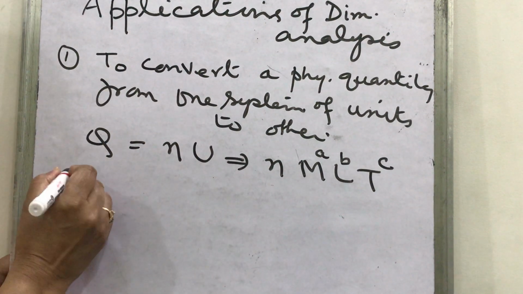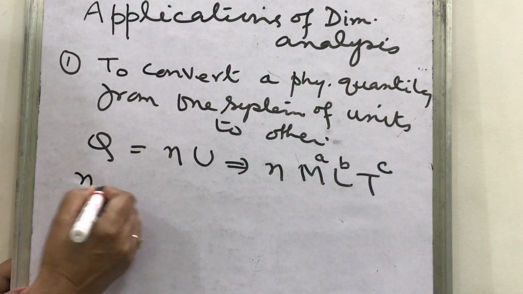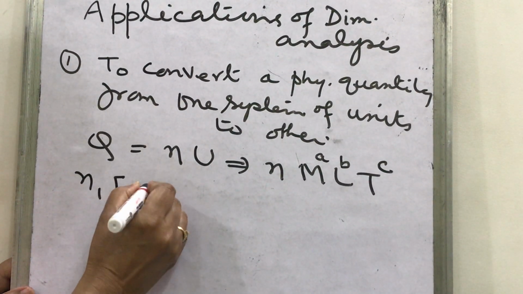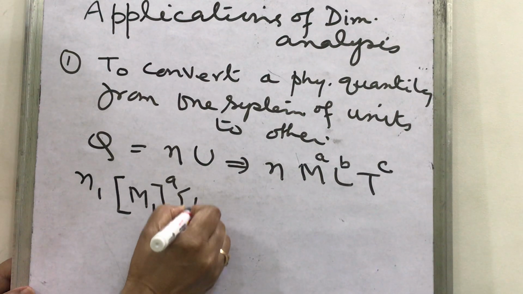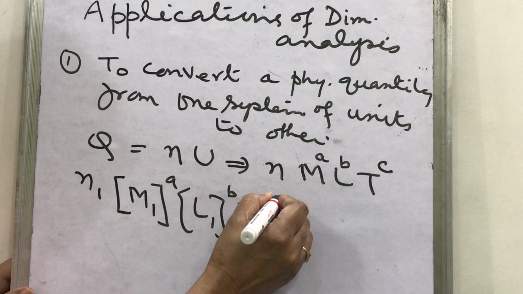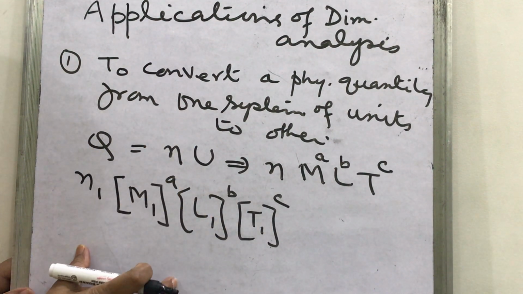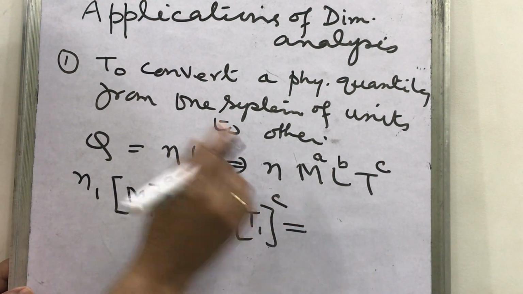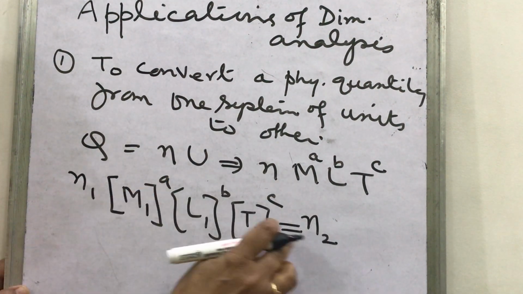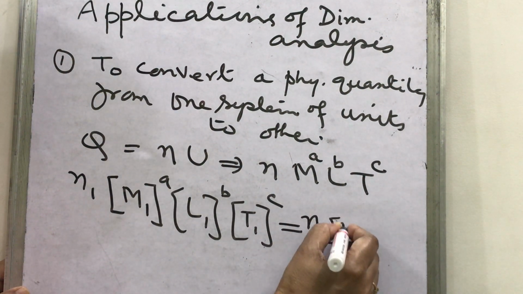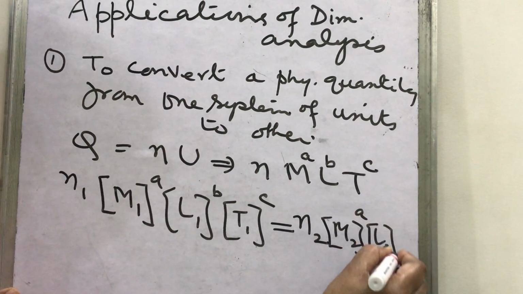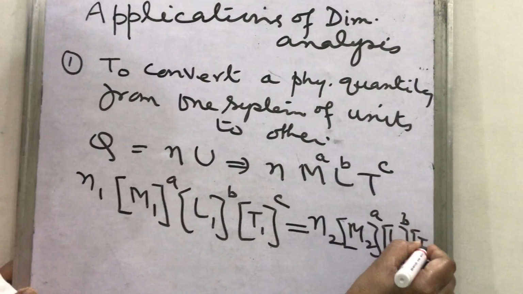So suppose in the first system you write the magnitude as numerical value n1 times M1 to the power a, L1 to the power b, and T1 to the power c. This is the value of that quantity in one system of unit, and it will be the same in the other system of unit. The numerical value will change. Suppose it becomes n2, and you write again M2 to the power a, L2 to the power b, and T2 to the power c.